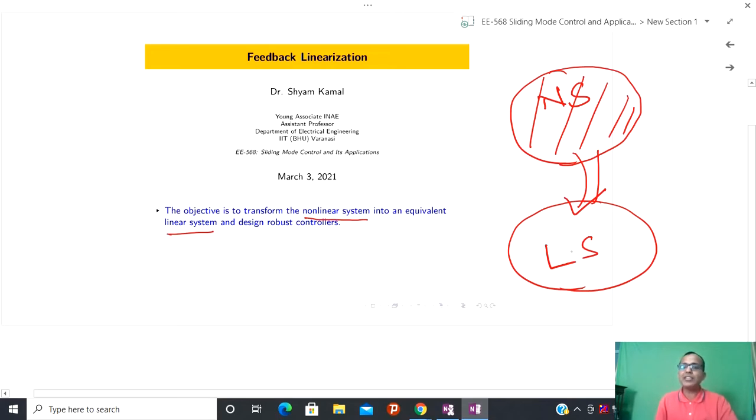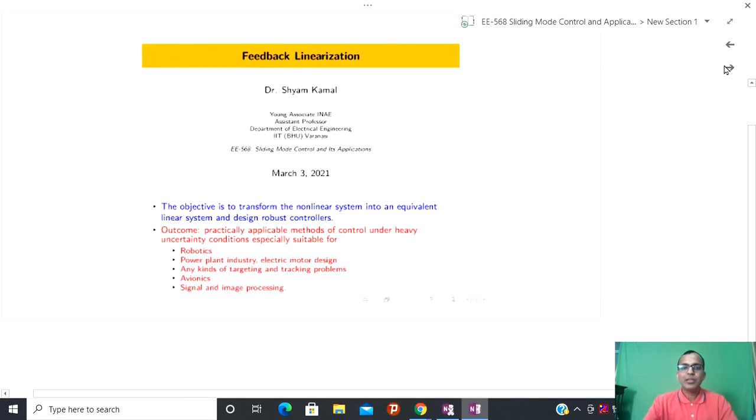And once it looks like a linear system, then I can design a robust controller, meaning sliding mode control. That is our main aim of this part of the course. And obviously if you see the literature, this technique called feedback linearization became very famous, because this particular technique has shown that a robotic system can be converted into an equivalent linear-like system.